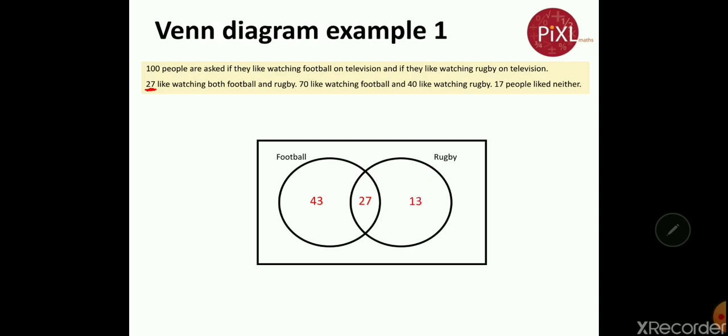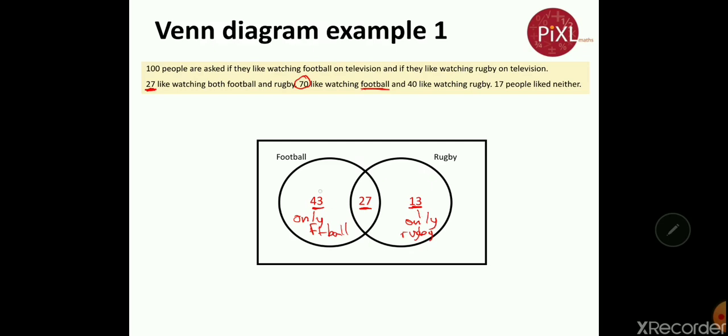Now, where did those numbers come from? So it says 70 like watching football. So this 27 is in our football circle. So that 27 is already part of the 70. This 43 represents the people that like only football. Okay? And this 13 is going to be only rugby. Okay, so those people, those are the ones that only like football, only like rugby.